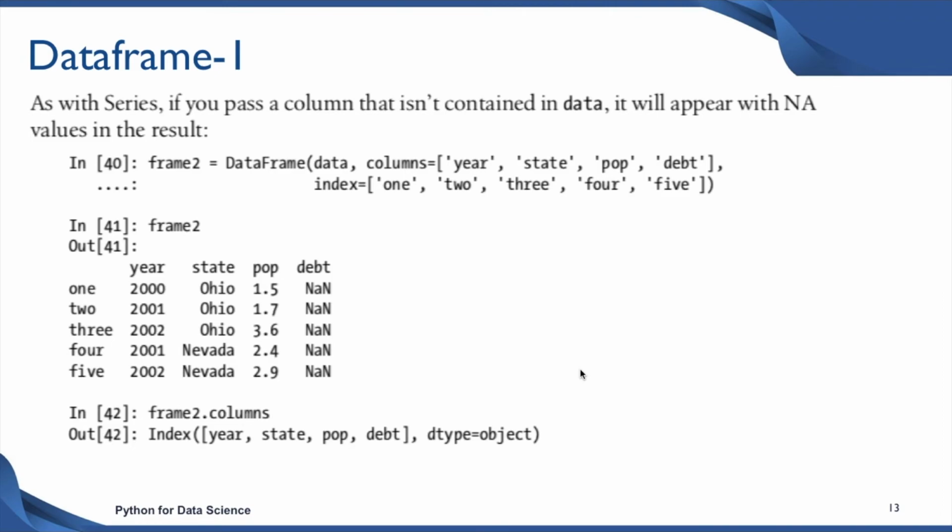If you pass a column that isn't contained in the data, it will appear with NA values in the result. For example, here in the data frame we have passed the data and we have passed the columns, and there is the index also, right? And in the data we are not passing any entries for this column, so it will result in all the entries corresponding to NA, right?